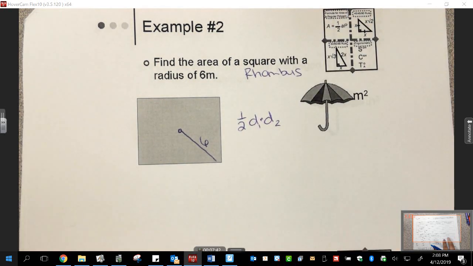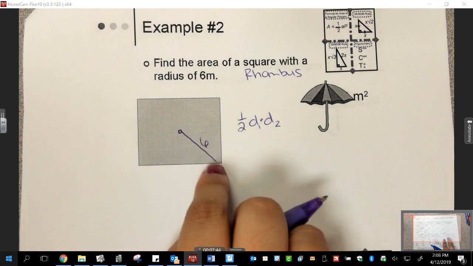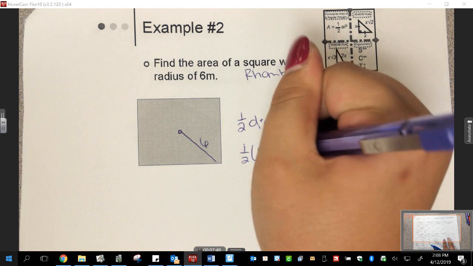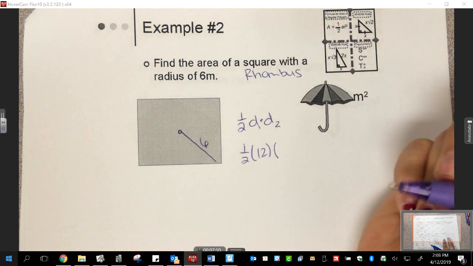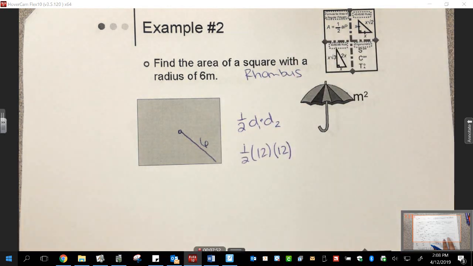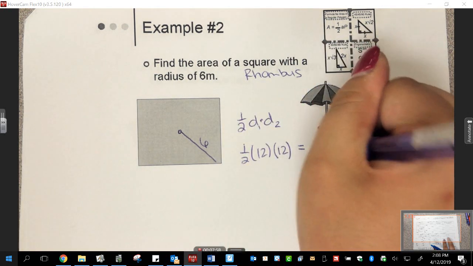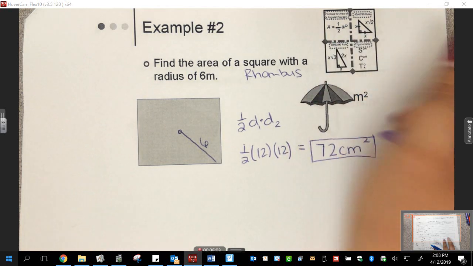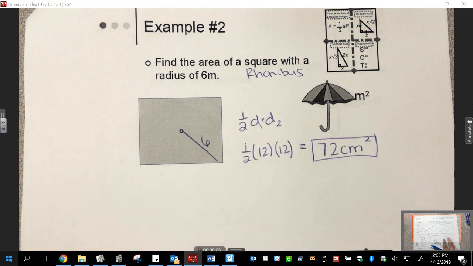You wrote that on another page. And so because of that, what would this whole diagonal be? 12. And what would the other diagonal be? 12. And isn't that way easier than doing anything else? What's half of 12 times 12? 72 meters squared.